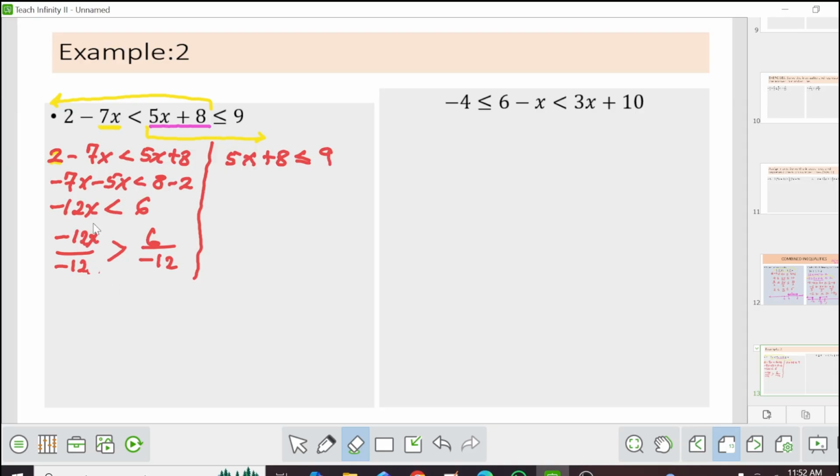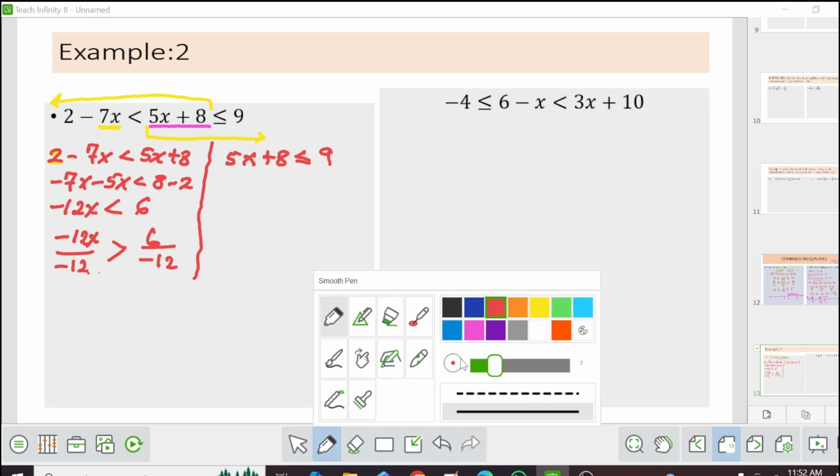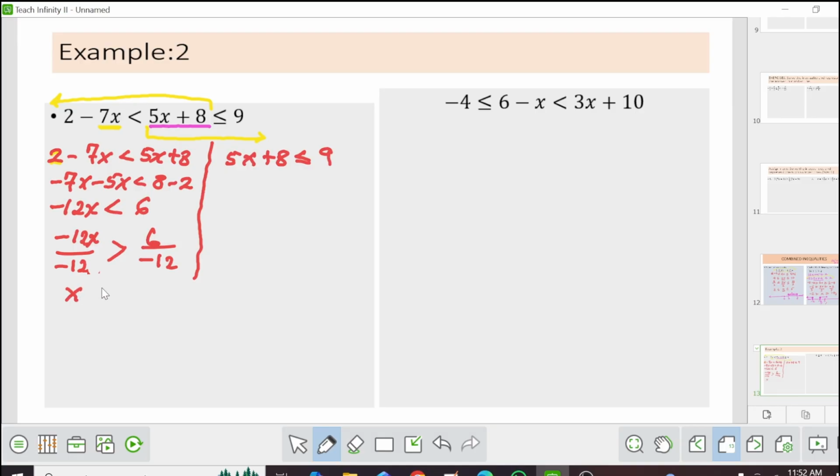So we are dividing both sides by a negative number, which is minus 12. This minus 12 cancels this minus 12, and you are left with x. So x is greater than 6 over minus 12, that's minus 1 over 2. So this is what you have for this side.